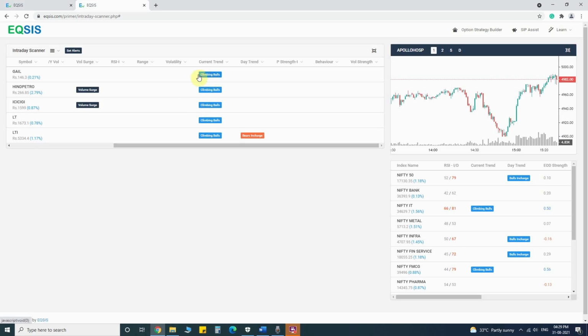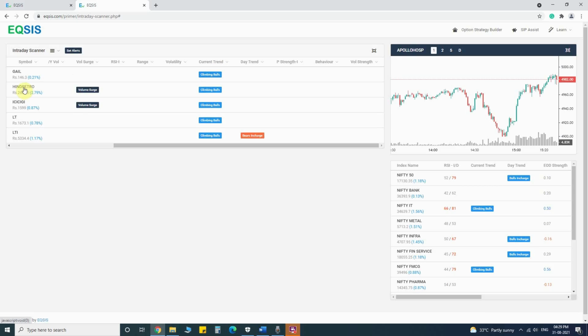So in one click, I get to know the claiming bulls like Gale, Hindustan Petroleum, L&T. These guys have some real track records from the backtesting results. So we will see about that in a later part of the section. So what does claiming bulls mean? This talks about the current trend. In the last 5-10 minutes, last 15-20 minutes, I see these guys are consistently moving up.